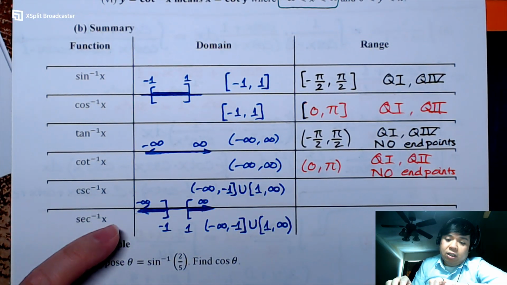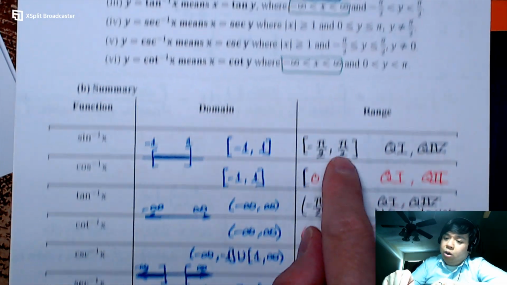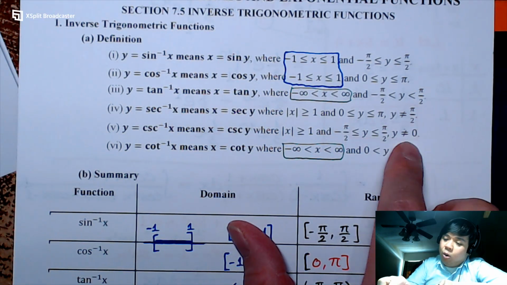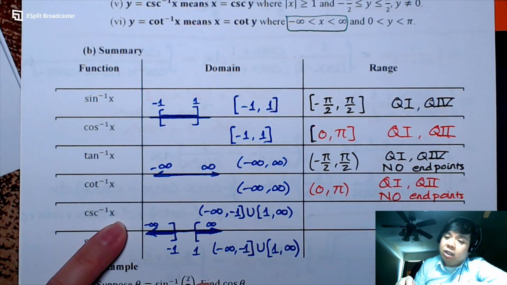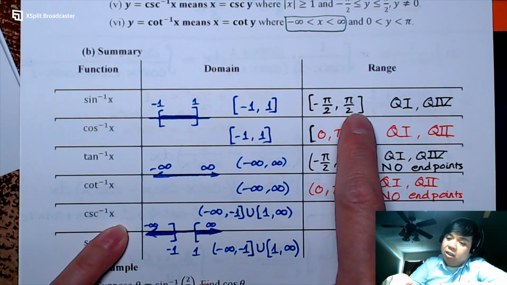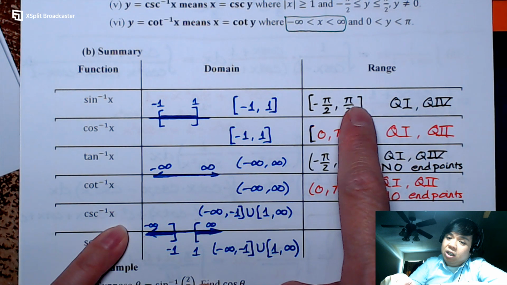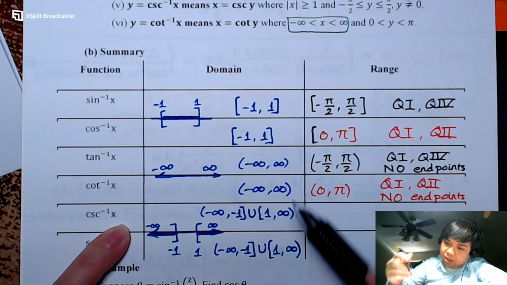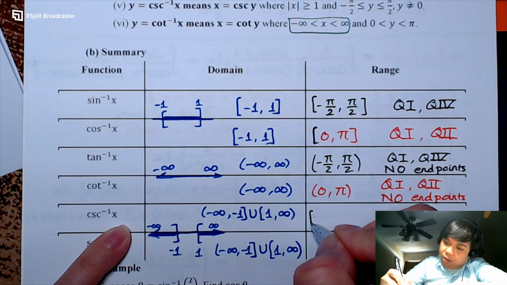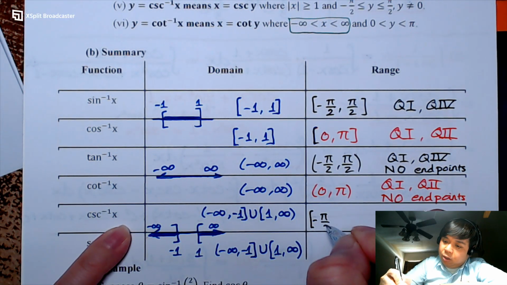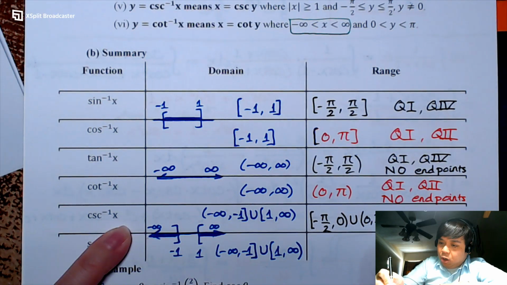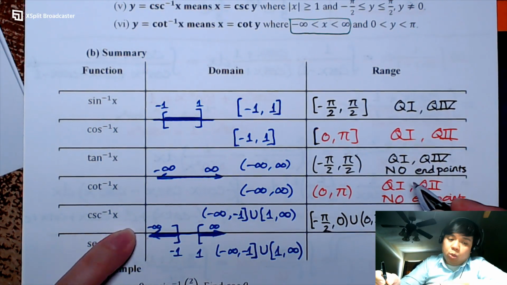And now cosecant and cosecant inverse will be just like that, quadrant 1 and quadrant 4, and quadrant 1, quadrant 2. The cosecant will be, because cosecant is 1 over sine, very similar to this. But so I go from -π/2 to 0 and then 0 to π/2. So pretty much just Q1, Q2, but without the endpoint.